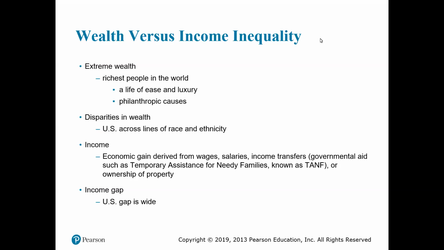But the disparities that we have, as we just talked about, impact race and ethnicity. When we look at income, this is the economic gain that's derived from wages, salaries, income transfers, or ownership of property. Income transfers include things like governmental aid, such as Temporary Assistance for Needy Families, known as TANF. The top 20% of households earned more than half of the nation's aggregate income in 2005. The top 5% alone received more than 20% of aggregate income. Median income for African Americans and Latinos and Latinas remains far behind the median income for white households.